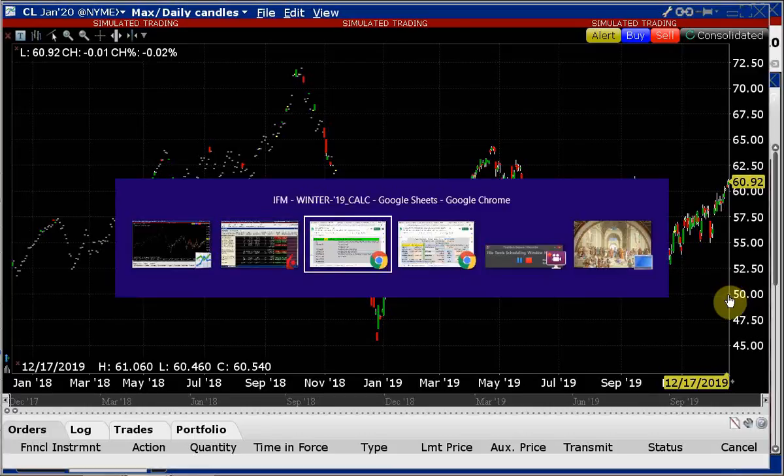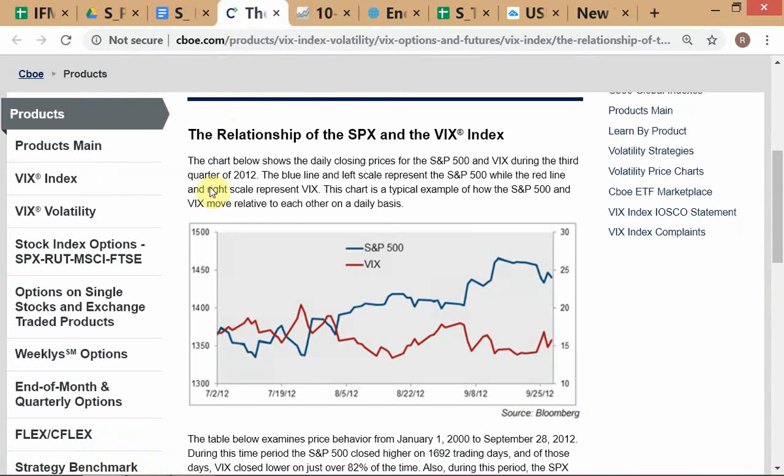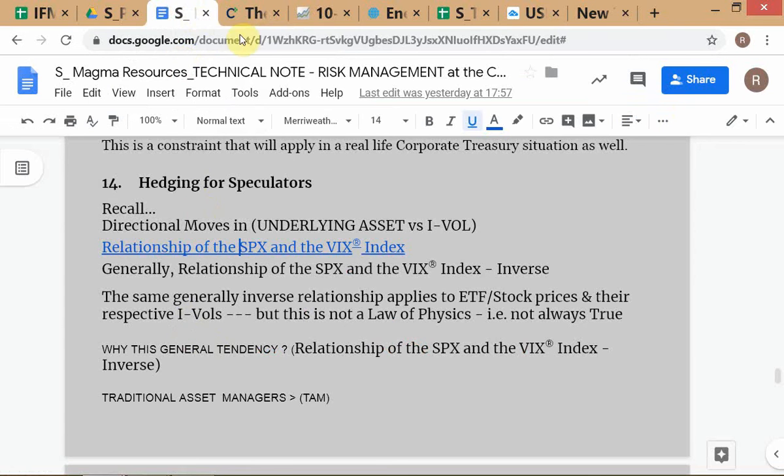Now you've already seen this situation before. Think about what we discussed earlier. This is all part of your risk management note, where I put everything together. Remember we discussed this point about directional moves in the underlying and the VIX. This was also one of the questions. Very few people were able to answer it satisfactorily in the exam, maybe not even five people.